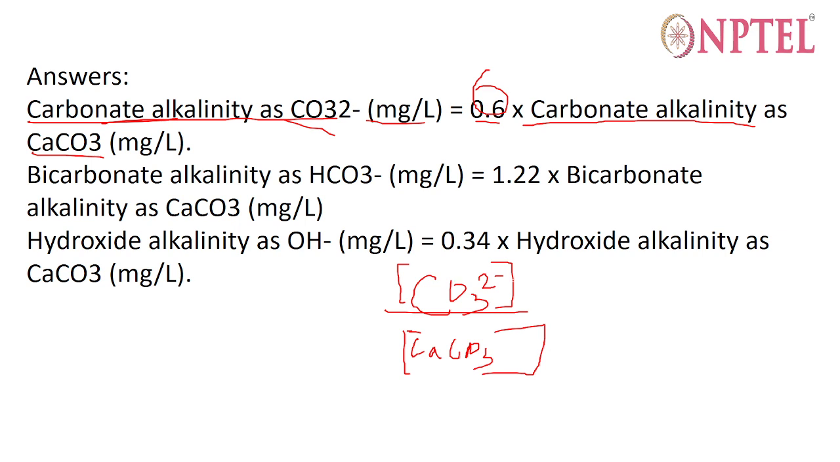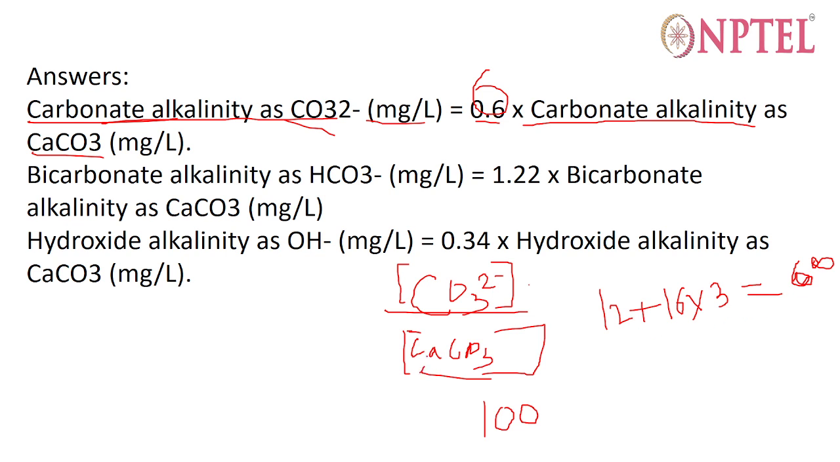So you have to write this in terms of equivalent weight, right? So what will be the equivalent weight of CO3 2 minus? What is the molecular weight of carbon? That is 12, plus 16 multiplied by 3... 16 multiplied by 2... and you will get 60. And for CaCO3 it will be 100, right? The same as I have calculated here.